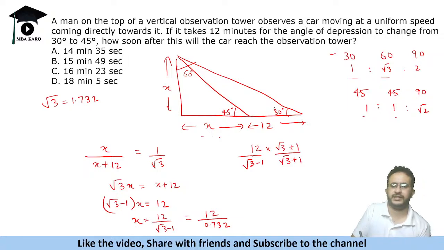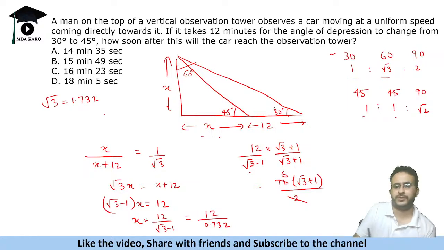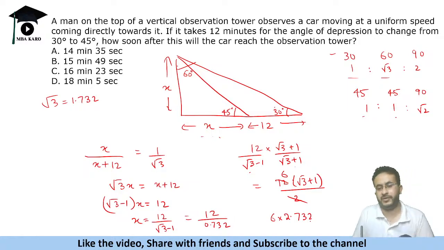ठीक है, ये कर लेते हैं. The reason is dividing by 0.732 will be more difficult, rather than multiplying. So 12 root 3 plus 1, and this is 3 minus 1, which is 2. So 6 times of root 3 plus 1. So 6 into 2.732. This is easy to do as compared to dividing by this. Okay. 732 से divide करना ज़्यादा difficult है, right? Rather than multiplying this by this. So कितना आएगा?